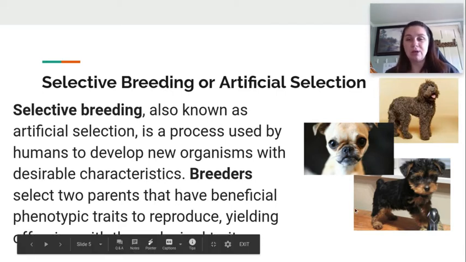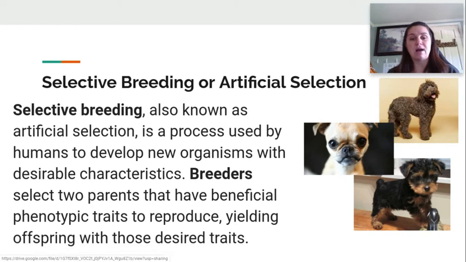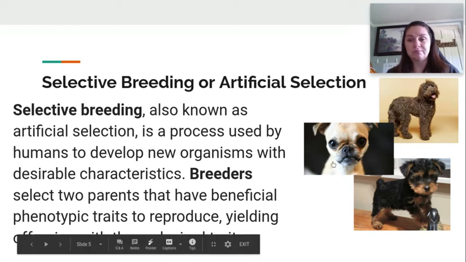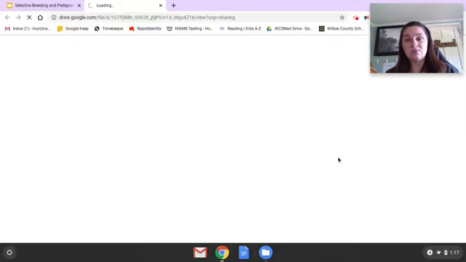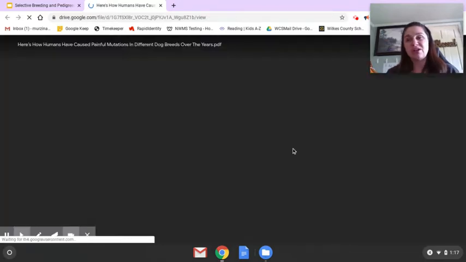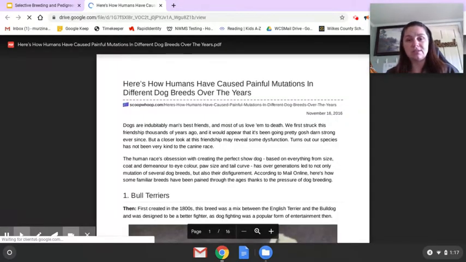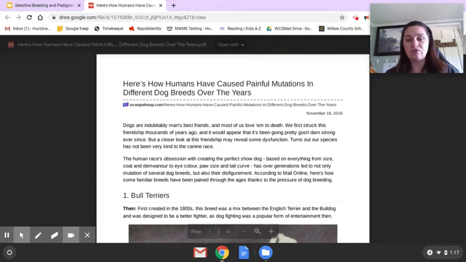And sometimes buying purebred dogs is not always a good thing. You need to really do your research about how those animals are bred. So when you're watching, I'm going to put the link in your pathway for this slideshow, and you click the little, this is called a chug. This is a cross between a Chihuahua and a Pug. It'll take you to an article, and it talks about how humans have actually caused some, in this case, painful mutations in dogs over the years.